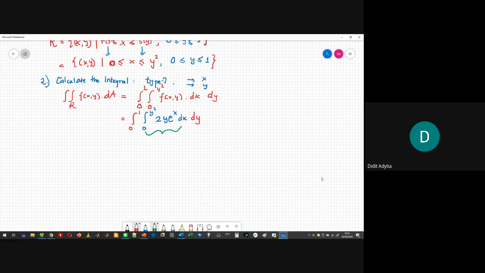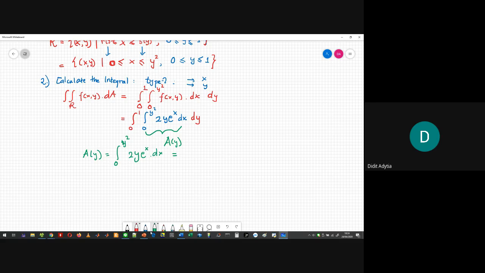I call it as a y. Okay, now I calculate the ay. The ay is, okay, now 0 to y square, 2y e to the power of x dx.